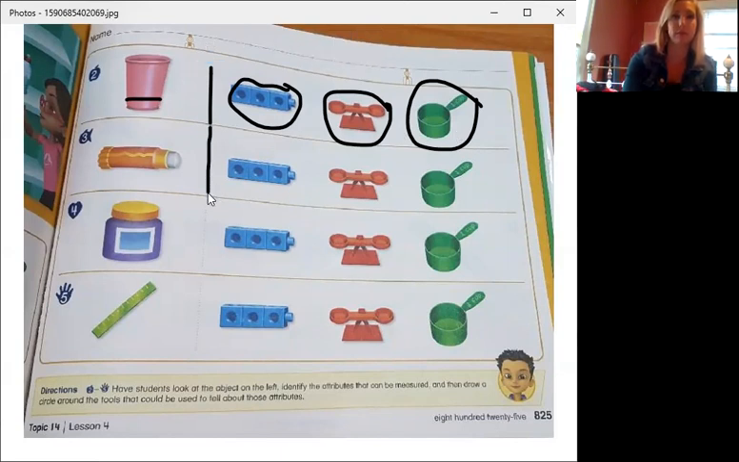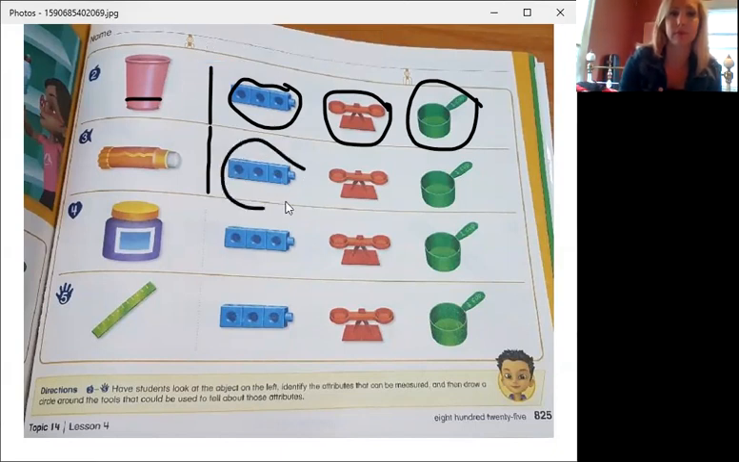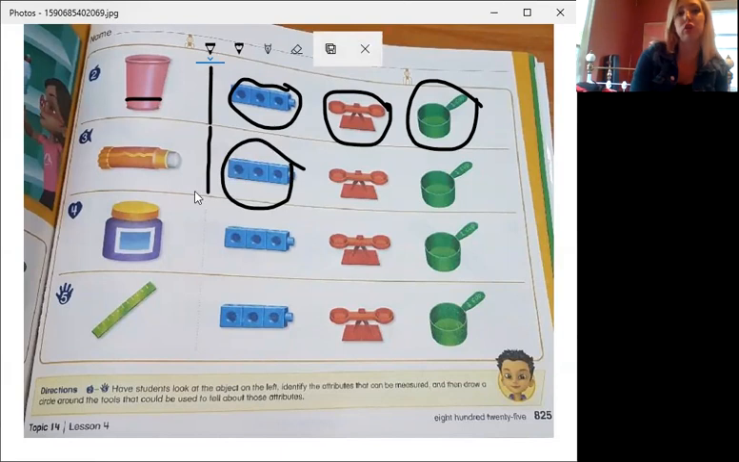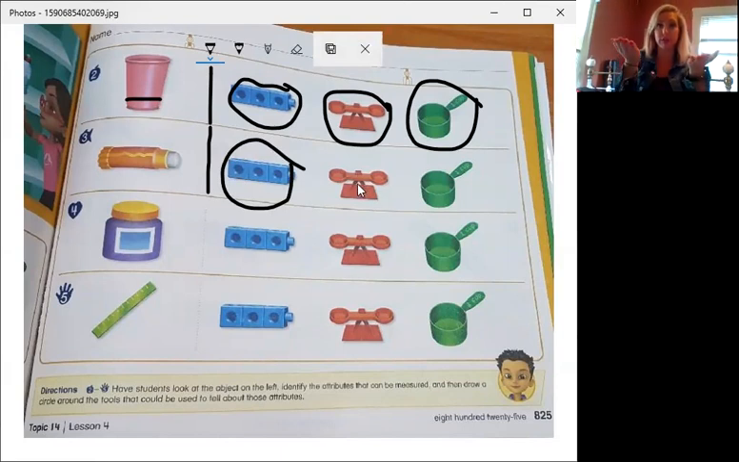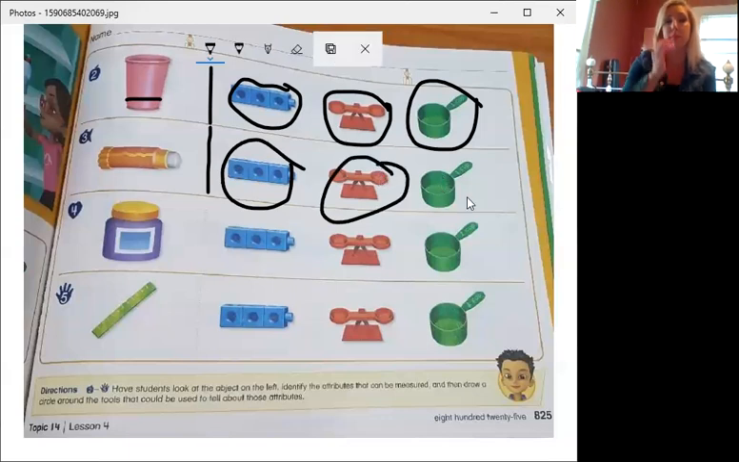Let's go to the next one, the glue stick. All right, the glue stick is laying on its side. Can you measure its length with the cube train? Yes. Can you put the glue stick on the scale to measure if it is heavy or light? Yes, we can measure its weight. Can you fill up the measuring cup with glue sticks? No, so we can't use it for capacity, but we can use it for length and weight.